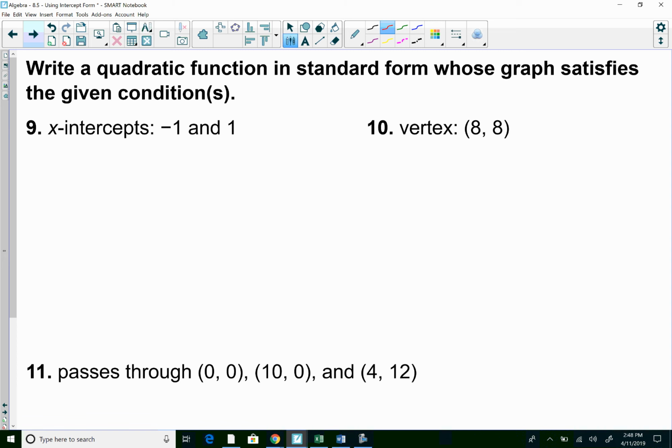Okay, lastly, I want to do number 9 with you guys because this one's a little bit different. 10 and 11 are exactly like the examples that we just got done doing, so those you'll be asked to do on your own. But with number 9, we're given x-intercepts. So again, we're going to use that vertex form. This one should go rather quick though. So we're going to do x plus 1 and then x minus 1.